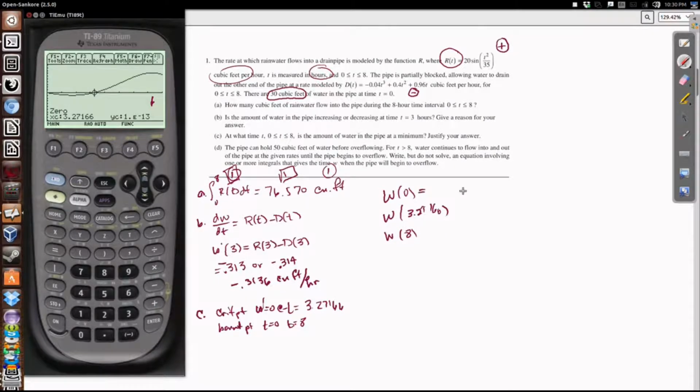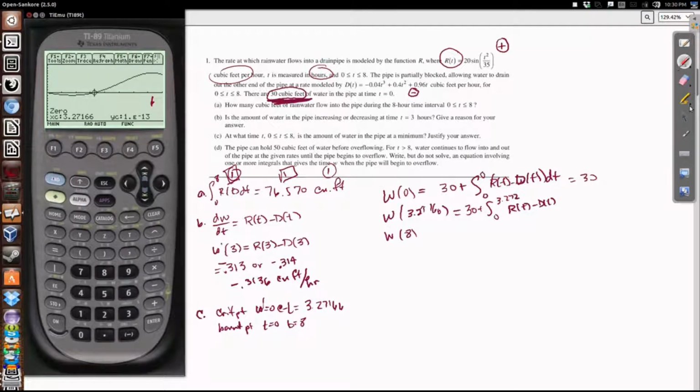Keep in mind that normally what I would do is integrate from 0 to whatever time I'm dealing with of r of t minus d of t with respect to t. And then whatever I get, I would have to add the 30 cubic feet that we started with at the beginning. Of course, at 0 this is just 30, because this integral is going to be 0. Here I'm going to have 30 plus the integral from 0 to 3.272 of r of t minus d of t.